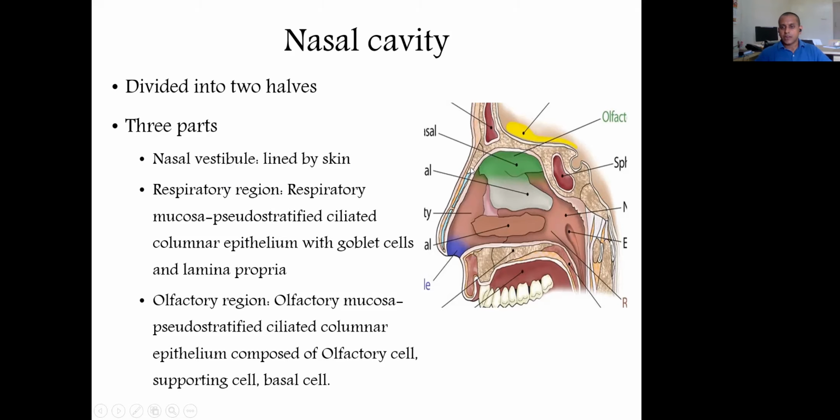Now comes the olfactory region. Olfactory region is again the pseudostratified ciliated columnar epithelium, but it has some peculiar cells apart from the ciliated columnar epithelium. So those cells are called the olfactory cells.